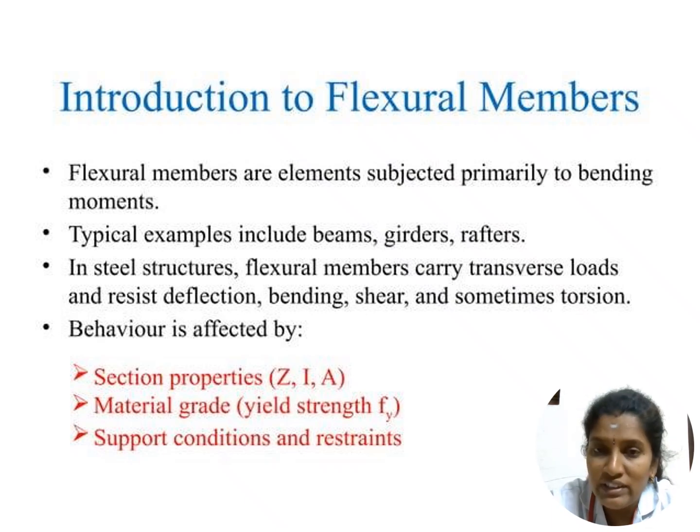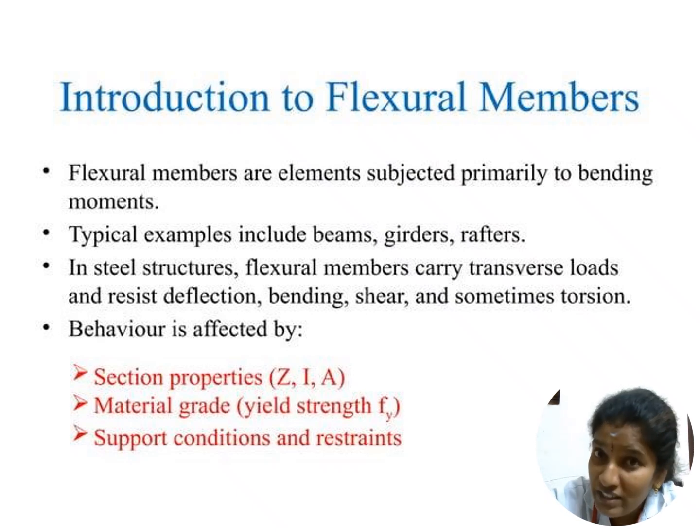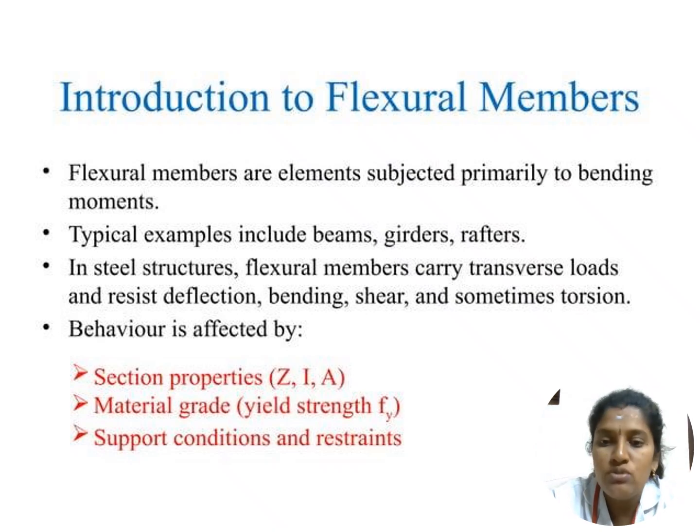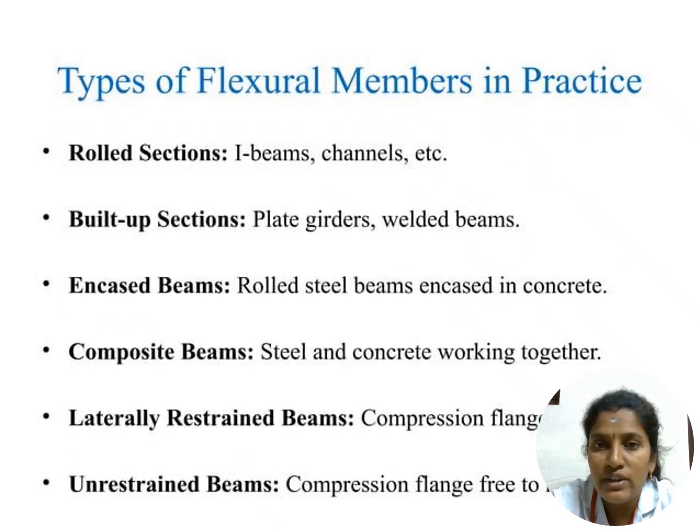The behavior of the flexural member can be affected by some categories, like section properties. What are the section properties? Like area, moment of inertia, and section modulus, where Z is equal to section modulus. These are the factors affecting the behavior. Next one is material grade, like yield strength. Finally, the support condition. We all know both supports can be fixed, simply supported, or cantilever, and the restraint conditions also. So these are all the affecting criteria of the behavior of the flexural members.